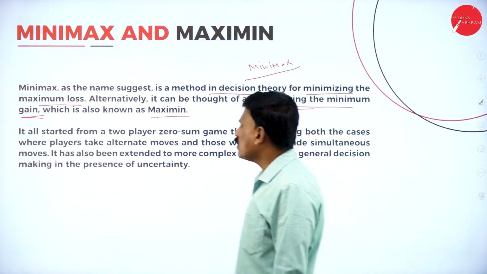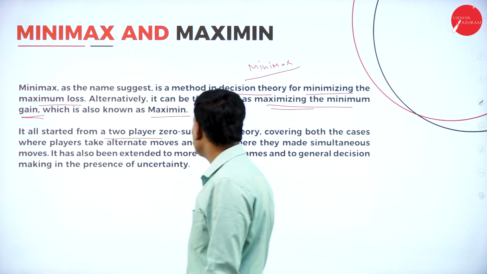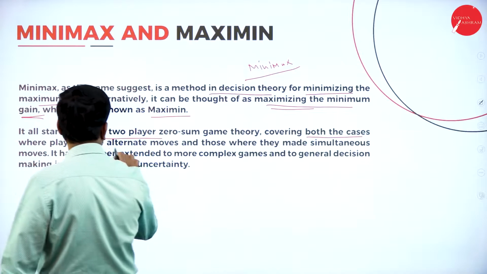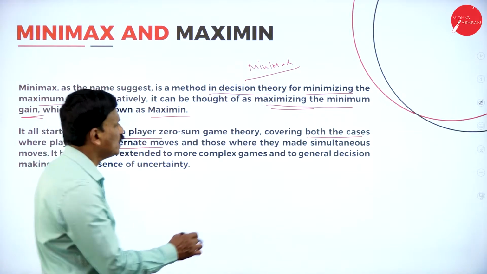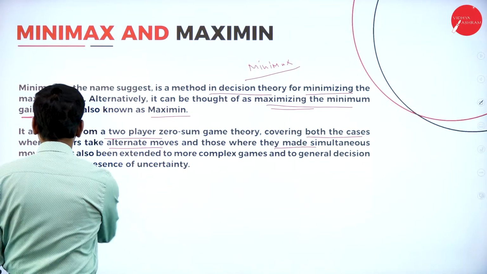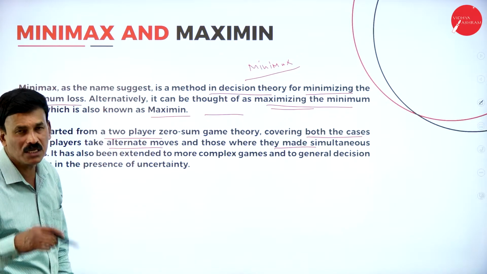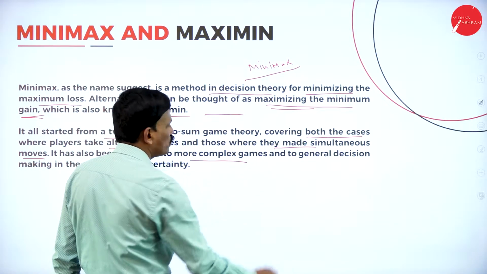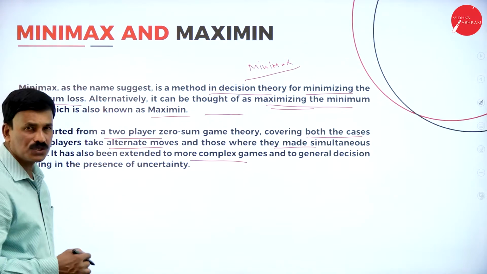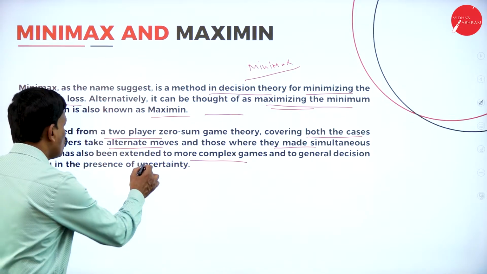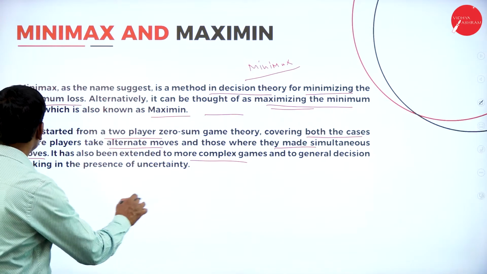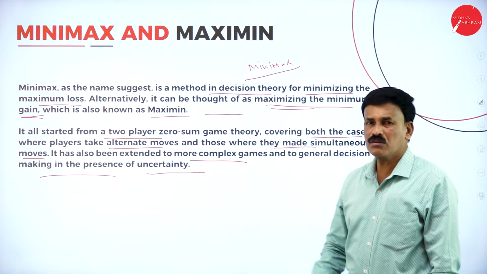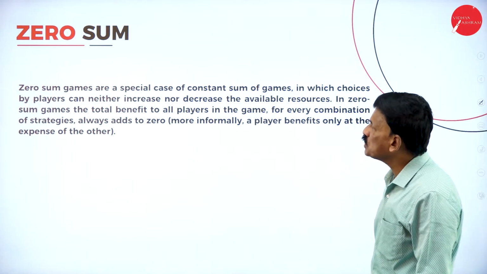Now, it also started from 2-player and zero-sum game theory, covering both the cases where the players take alternative moves and those where they make simultaneous moves. So alternative moves as well as simultaneous moves. And this game theory is also extended to more complex games and to general decision making in the presence of uncertainty.